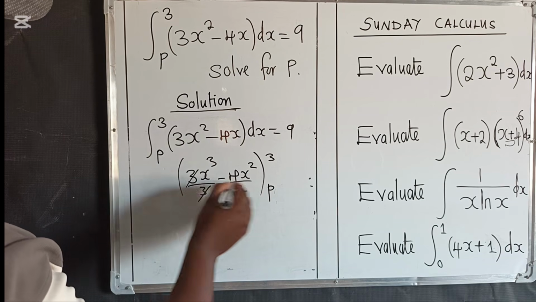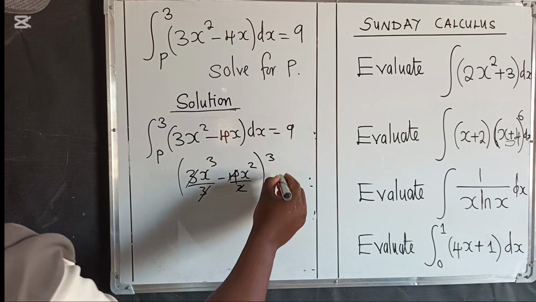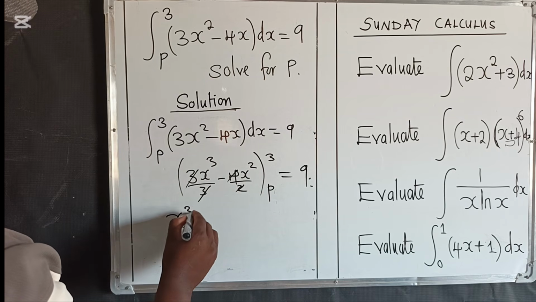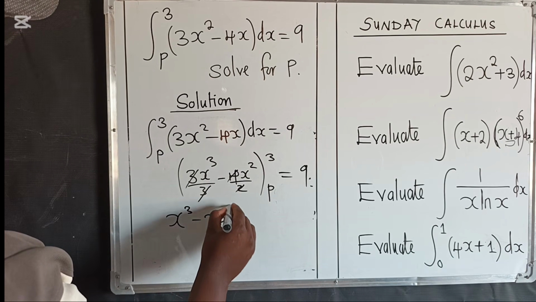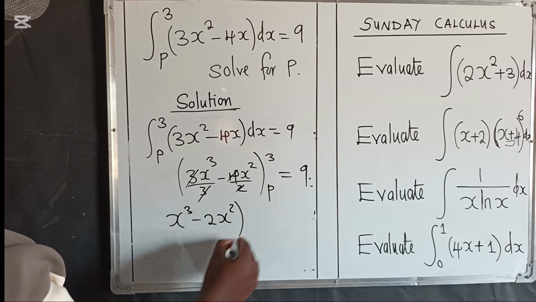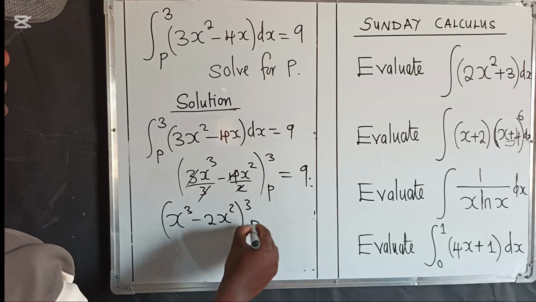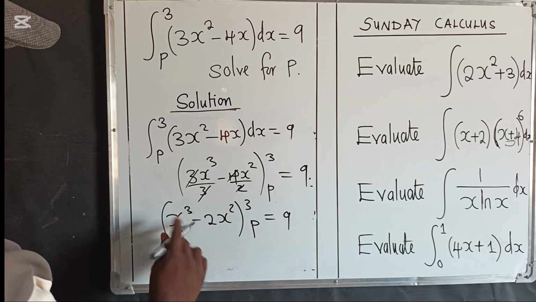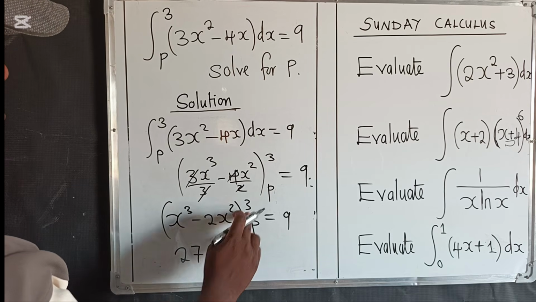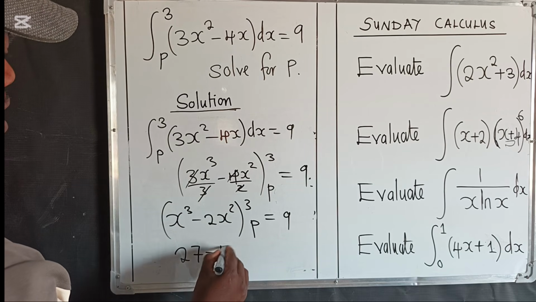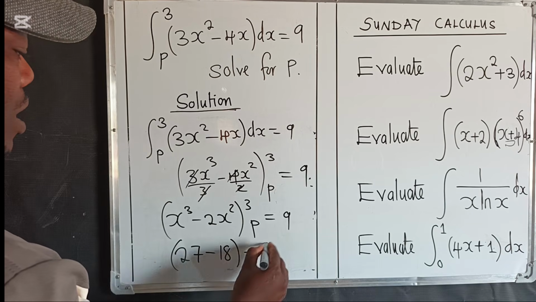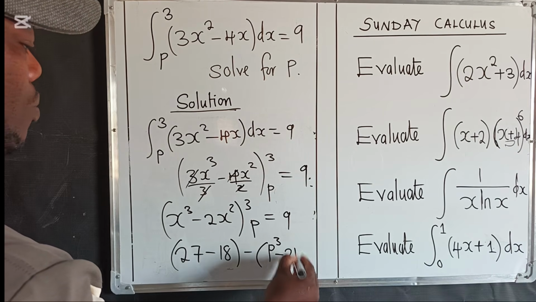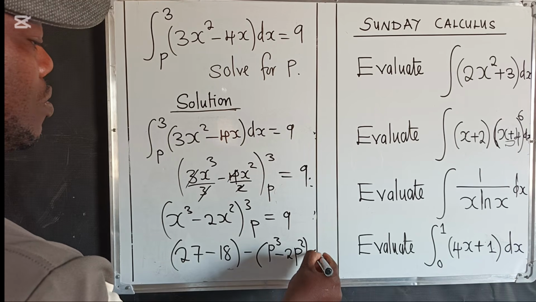And here we can simplify. Actually, we shouldn't forget it is equal to 9. This will give us x^3 minus 2x^2. And the limits there, 3 and p, equal to 9. So when we substitute 3 here, it will give us 27. Here it will give us 18. And then we say minus. When we substitute p, it will be p^3 minus 2p^2, equal to 9.